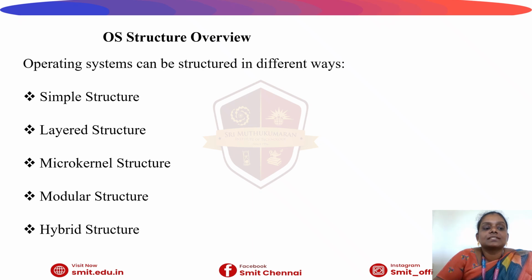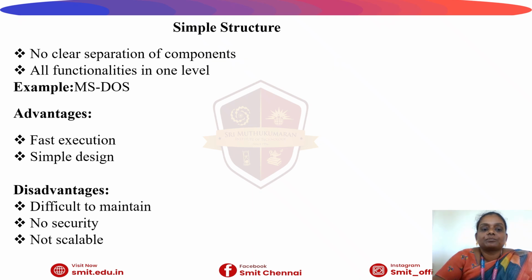And an operating system structure overview. Operating system structure overview is how an operating system is organized internally, and how its components interact with each other and with hardware. There are different types of structures we have. First is simple structure, layered structure, microkernel structure, modular structure, and hybrid structure.